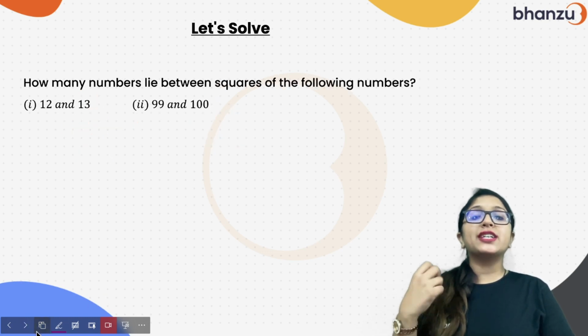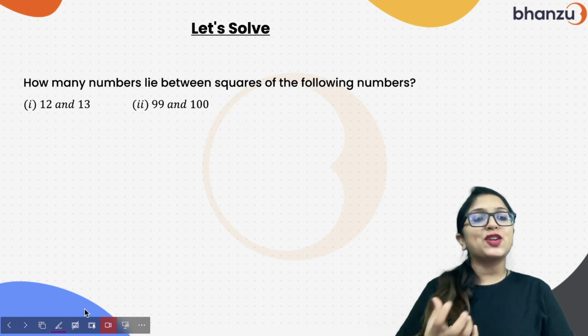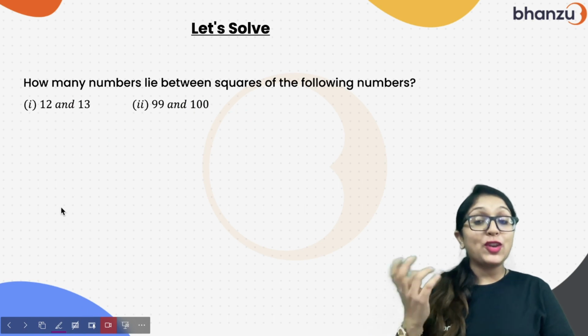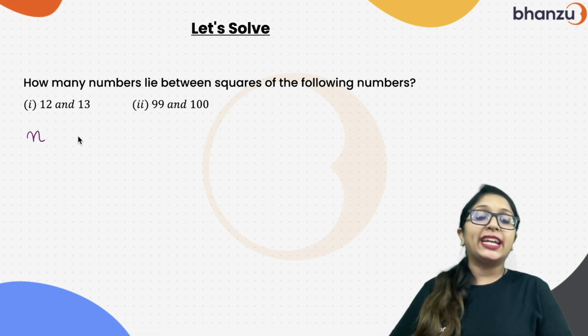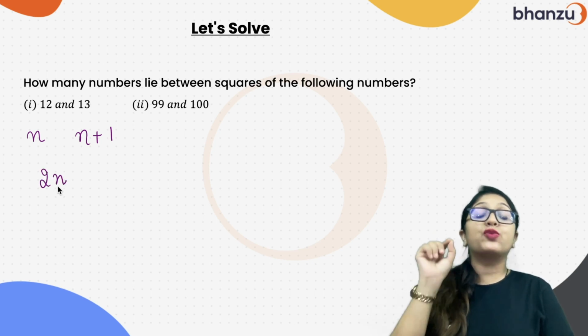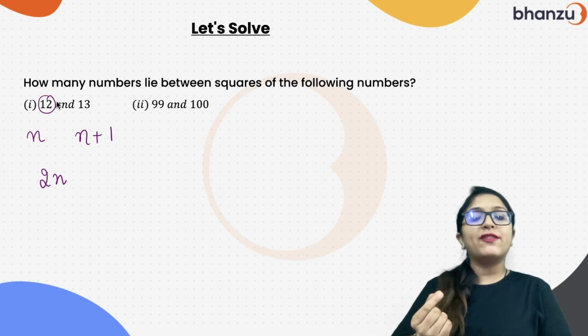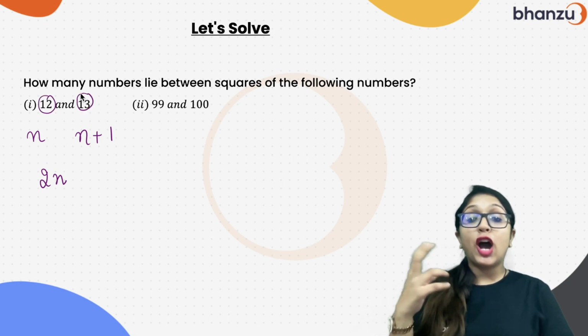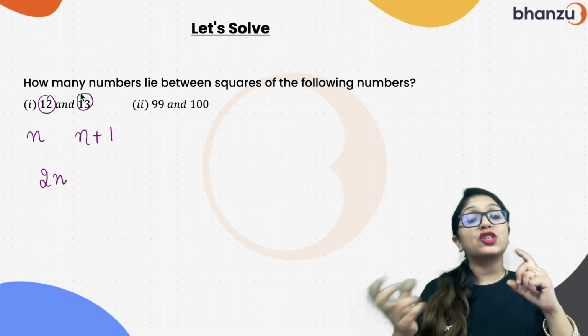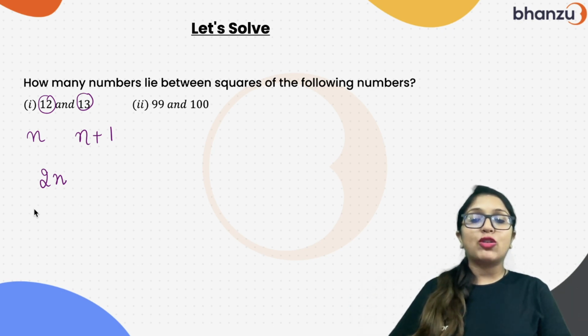So the next question is how many numbers lie between the squares of the following numbers. Now we know that between n squared and (n plus 1) squared there come 2n numbers which are non-perfect squares. So here the n is 12 and n plus 1 is 13. So how many numbers are there between the squares of these numbers? Let's quickly calculate. This is going to be 2 times 12 which is equal to 24. And similarly this is n over here and n plus 1 over here.